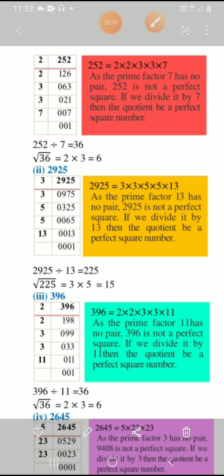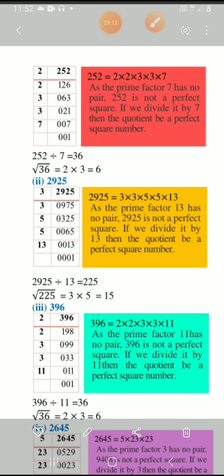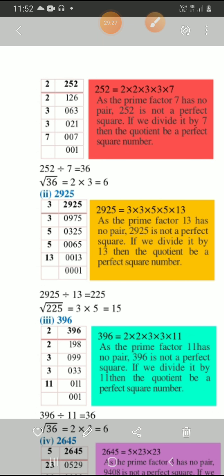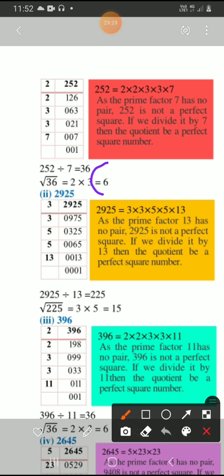So 252 when divided by 7 becomes 36, right? So the square root of 36 is equal to 2 into 3, right? The 2s form a pair and the 3s form a pair, so from each pair we extract one number. So 2 into 3 is 6. Okay, so the final answer comes as 6. You can write the reason also here: as the prime factor 7 has no pair, 252 is not a perfect square. If we divide by 7, then the quotient will be a perfect square number, right? You can write the reason also.